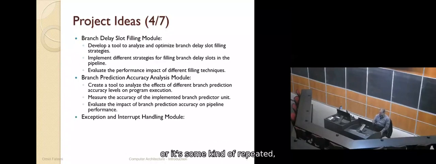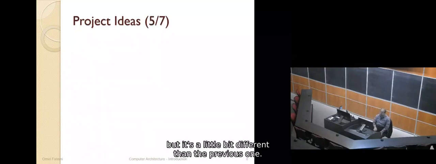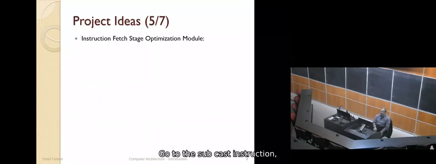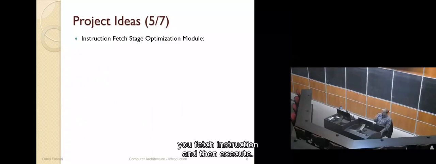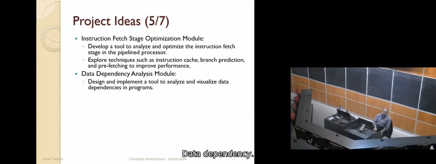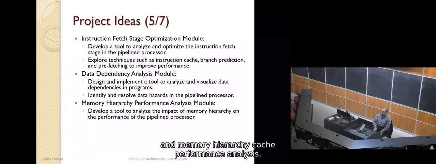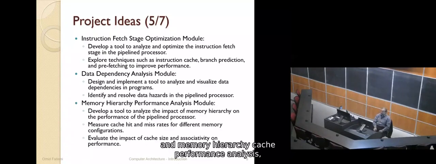Exception, it's some kind of repeated, but it's a little bit different than the previous one. Go to the subtasks. Instruction fetch optimization. You fetch instruction and then execute. How could we make it better, especially in a pipeline processor? Data dependency. I talked about data forwarding. Here we are doing data dependency analysis and memory hierarchy cache performance analysis.